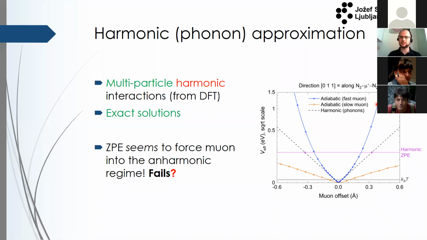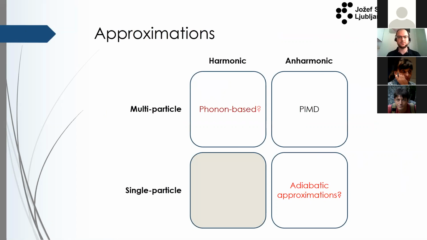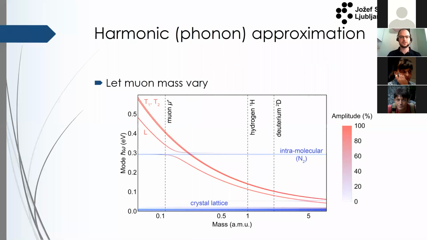So the adiabatic approximation with anharmonic effects gives a very different energy from this harmonic approximation at these kinds of offsets. So we expect actually that, even though it's multi-particle, the harmonic part is problematic here. The muon effective potential is likely not harmonic. So we suspect that phonon-based methods also fail. We're not sure about either of those at this point yet, but let's just continue slightly more with phonons.